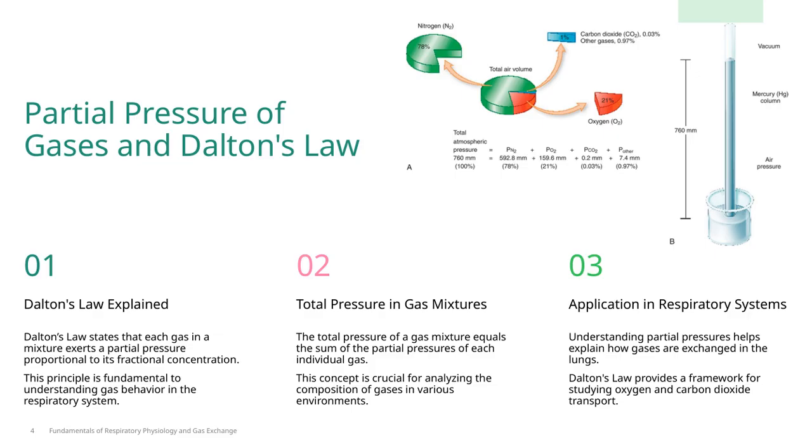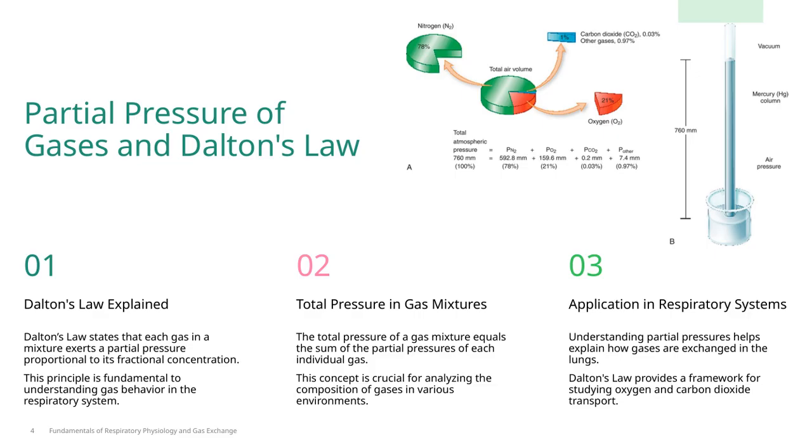Now, moving on to Dalton's law, which provides a clear explanation of how these partial pressures work. Dalton's law states that each gas in a mixture exerts a partial pressure that is proportional to its fractional concentration within the mixture. This means that if a gas makes up a larger proportion of the mixture, its partial pressure will be higher. This principle is fundamental for understanding the behavior of gases in the respiratory system.